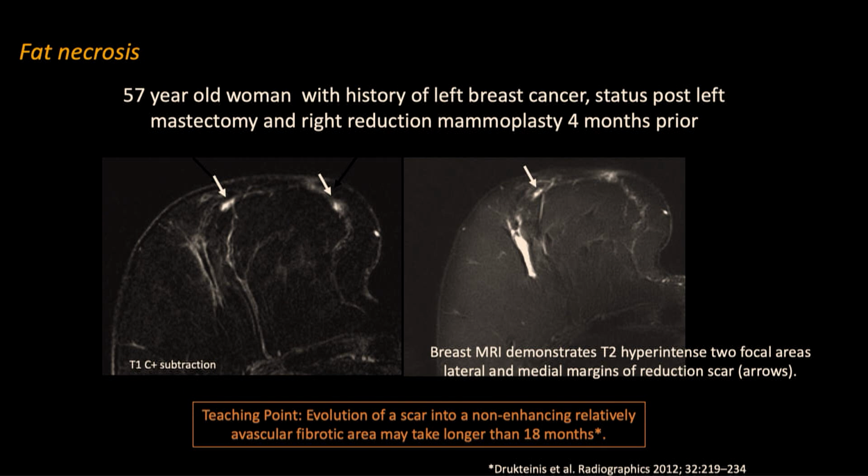This is another example of fat necrosis. This is a 57-year-old woman with a history of left breast cancer, status post-mastectomy, and a right reduction mammoplasty 4 months prior. So you can see here on the subtraction images, there's 2 areas of focal NME within the surgical site here with associated T1 hyperintensity. And this is at the lateral and medial margins of the reduction scar, so it was thought to be just post-surgical changes. She was followed with no evidence of disease to date. So evolution of a scar into a non-enhancing, relatively avascular fibrotic area may take longer. It can take up to 18 months, so just to be aware.